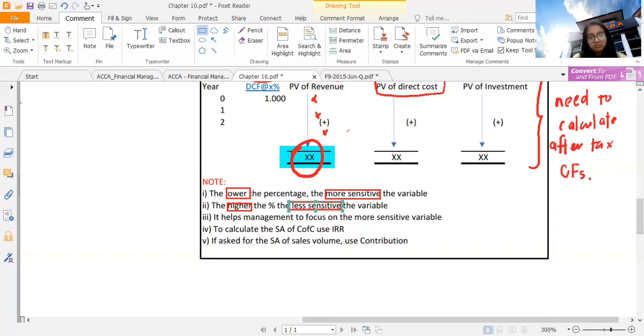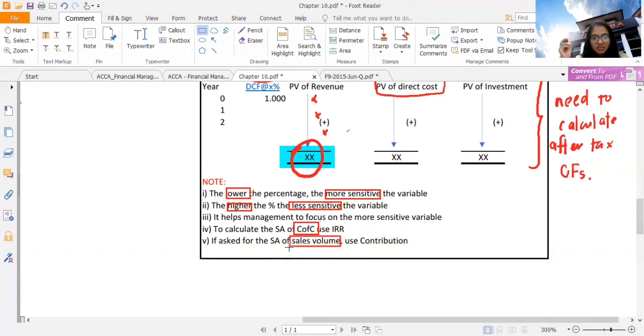And then, guys, I just want you to pay attention to a few other things as well. Your examiner may ask you to calculate the sensitivity of cash flow, which I've mentioned here. Number two, the examiner can ask you to calculate the sensitivity of cost of capital. And number three, he can ask you to calculate the sensitivity of your sales volume. Okay.